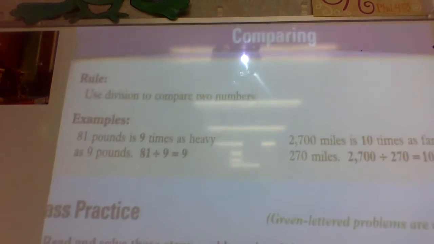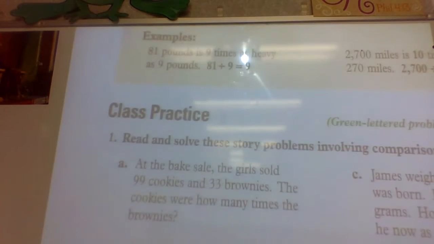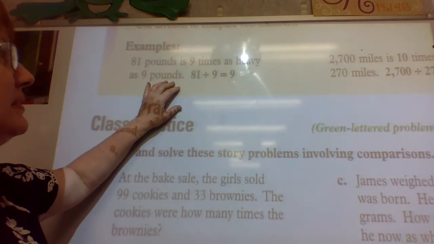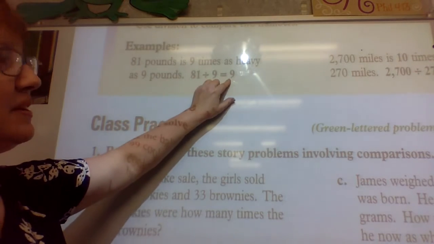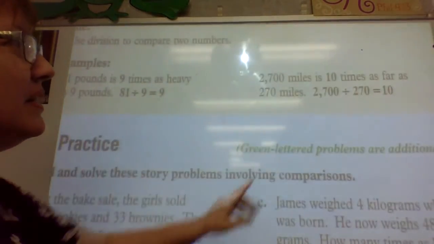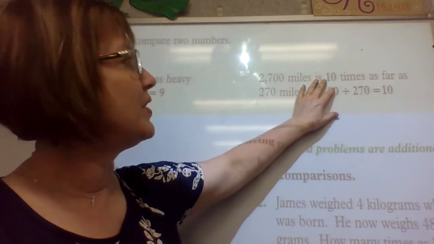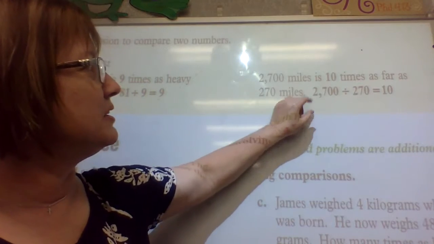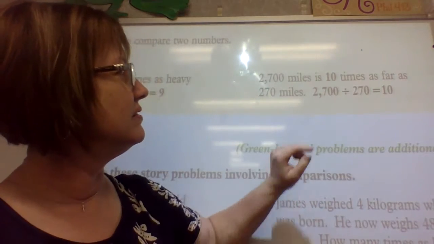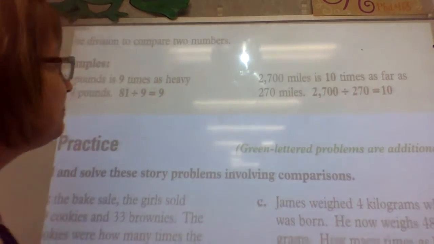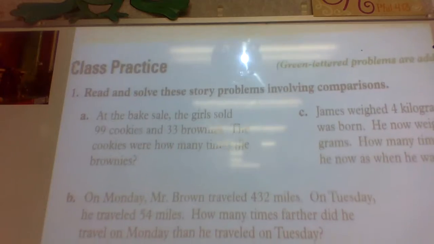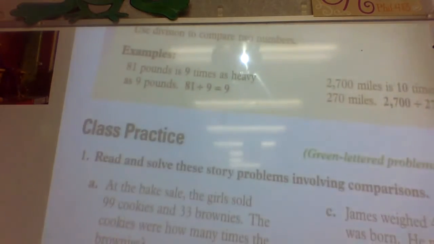Okay? So their examples here are 81 pounds is 9 times as heavy as 9 pounds. All you do is divide one by the other, and you know it's 9 times heavier. 2,700 miles is 10 times as far as 270 miles because you divide this by this, and the answer is the difference. Okay? I don't need any more explanation than that. That's pretty easy. So we'll just have one video today.